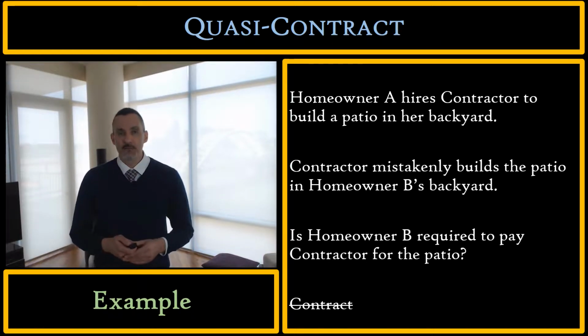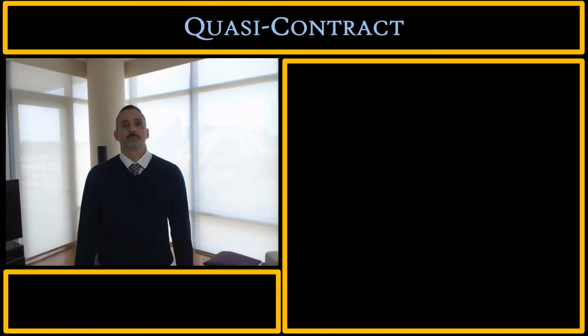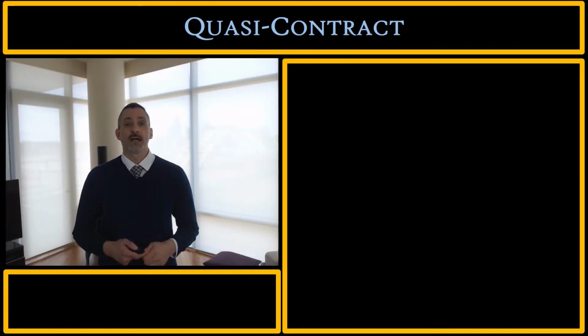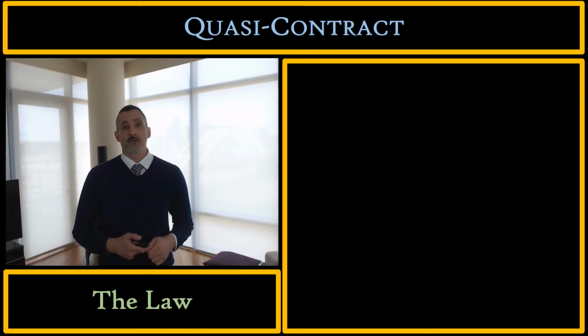So if contractor wants to be paid for the patio he built in homeowner B's backyard, contractor cannot sue in contract. Now, contractor will sue in quasi-contract, and let's discuss whether contractor has a good case. Let's talk about whether contractor has a good claim against homeowner B under quasi-contract. Whether contractor has a good claim really depends on the law and naturally the facts of the case.